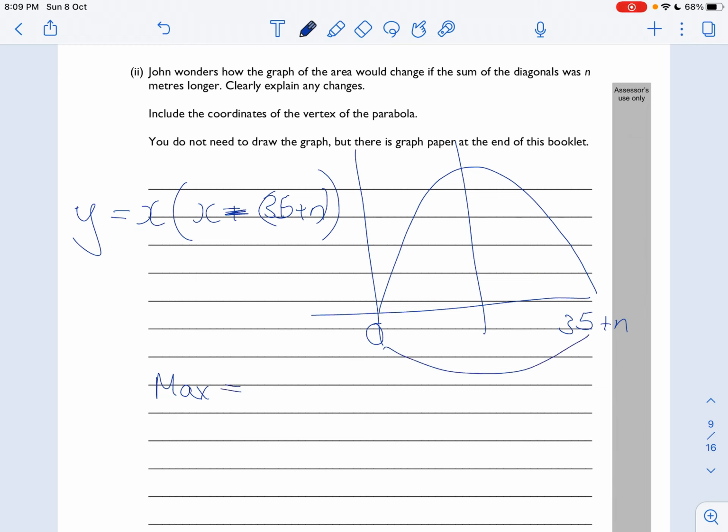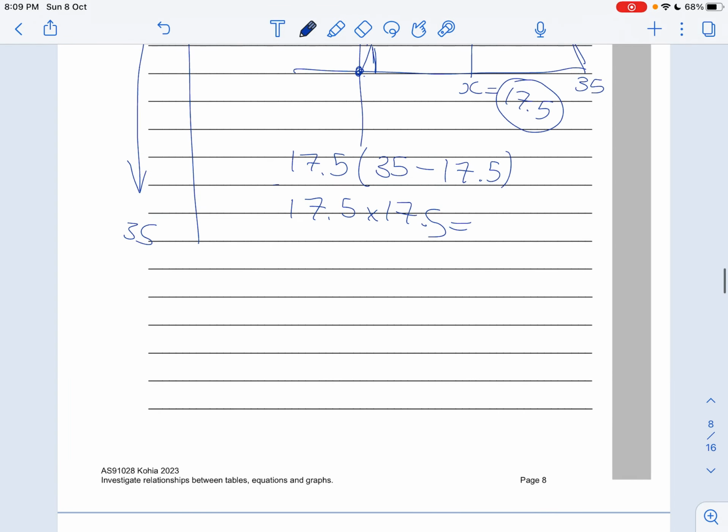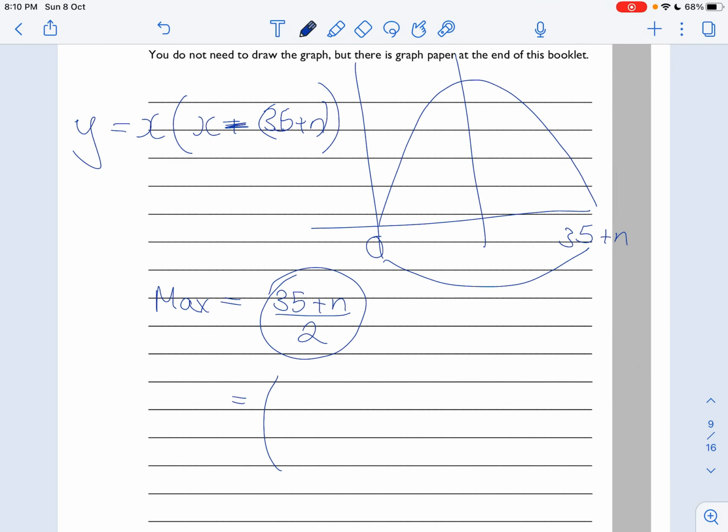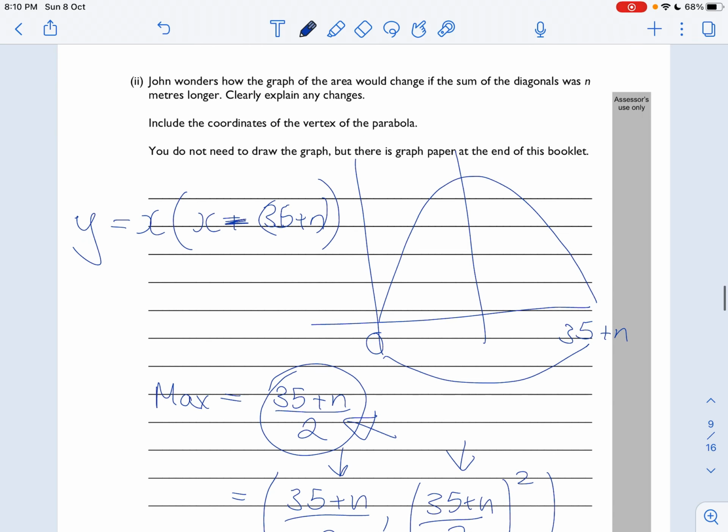To find the halfway, of course, you add these two values together and divide by 2, to find the average. So the max will be when that is. As we looked at beforehand, the maximum area is always the square of it. In this case it was 17.5 squared, but instead of 17.5 we've got this. So our x value is going to be 35 plus n, divided by 2, but our y value is going to be that squared, just like the 17.5 squared. So I'll write it as 35 plus n over 2, squared. That's my x value, writing it as a coordinate, and that's my y value.